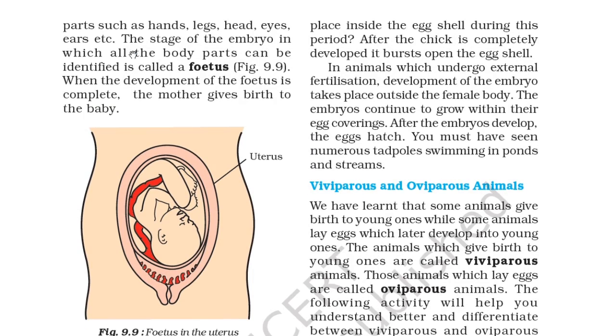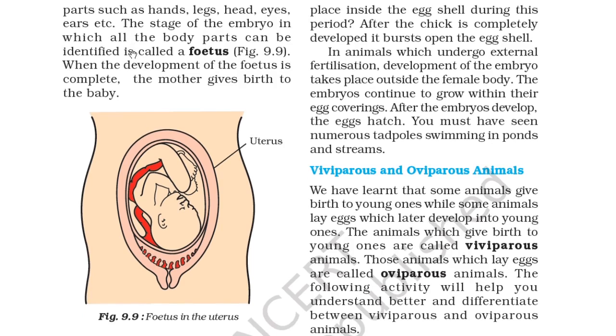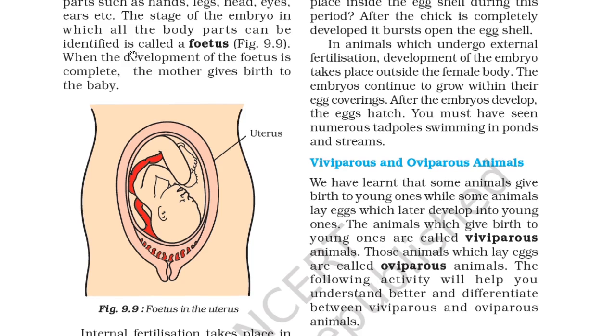In animals which undergo external fertilization, development of the embryo takes place outside the female body. The embryo continues to grow within the egg covering. After the embryo is developed, the egg hatches. You must have seen numerous tadpoles swimming in ponds and streams. So, viviparous and oviparous animals.